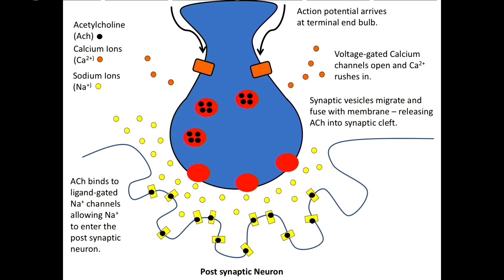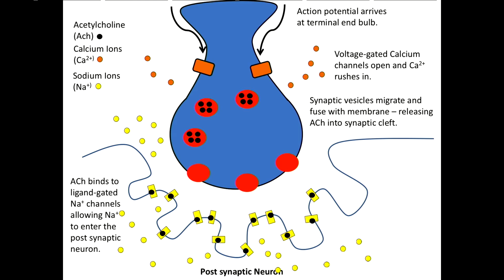Those little pockets fuse with the membrane and they open up. They release that neurotransmitter into the synaptic cleft. They release it. It's outside of the cell. But importantly, it's right in the vicinity of the ligand-gated channels of the postsynaptic nerve. And so those little black dots have bound to these yellow squares, which are the ligand-gated channels on the postsynaptic neuron. And what does that cause? Those ligand-gated channels open.